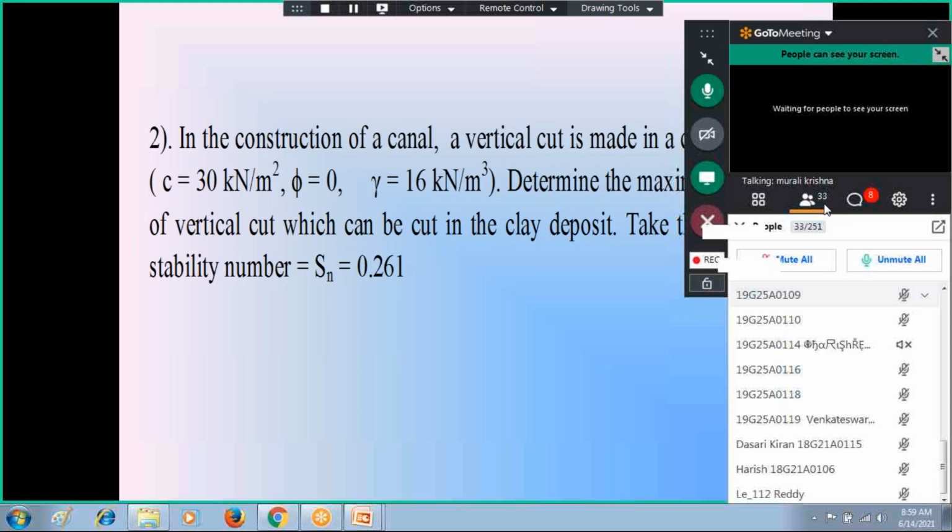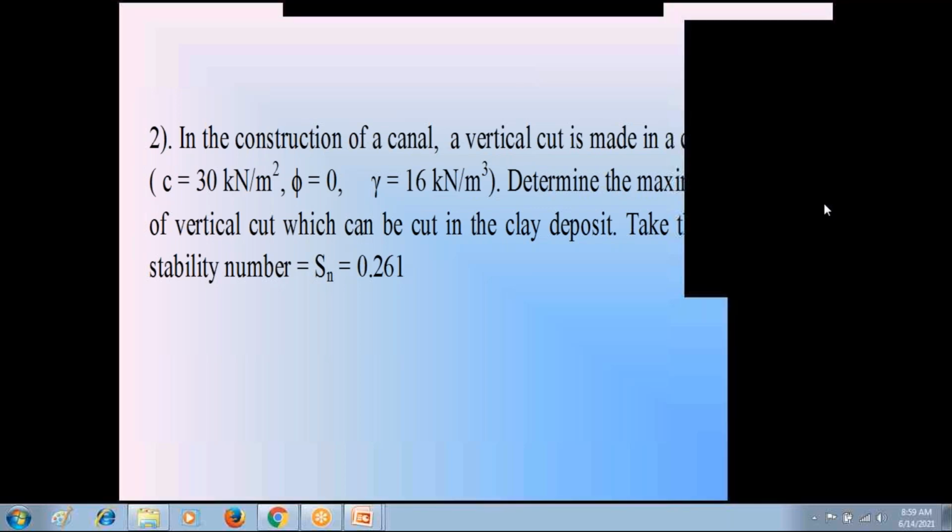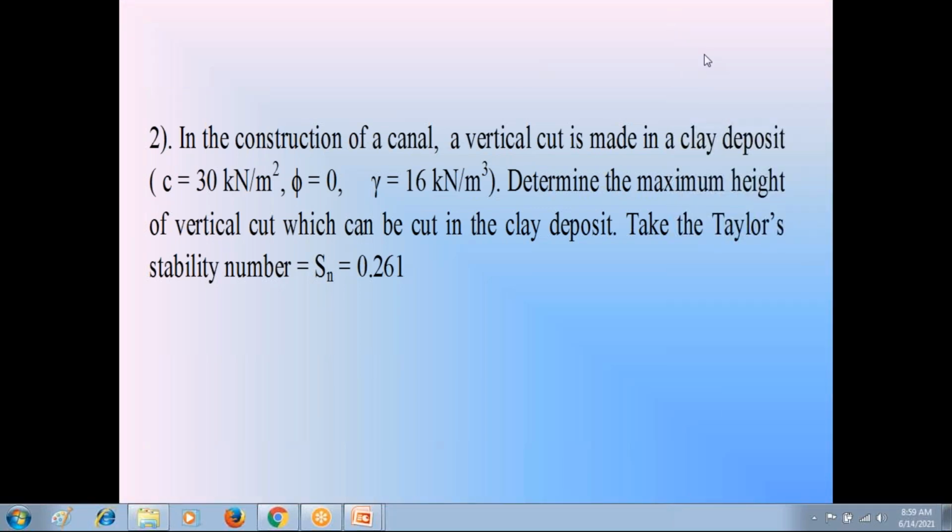Okay. So go through that second problem. In the second problem, the structure is a canal. That canal has vertical sides, not sloping sides. That is the condition in the problem. The canal has vertical sides, and that canal is excavated in the clay deposit. Read the first sentence of the problem: the construction is of a canal with vertical sides, not sloping sides.